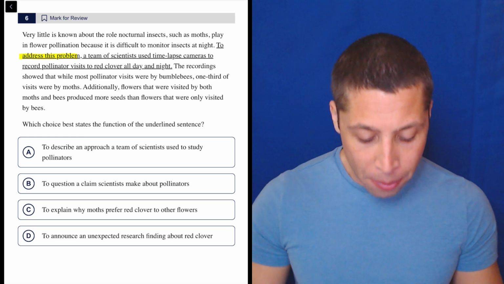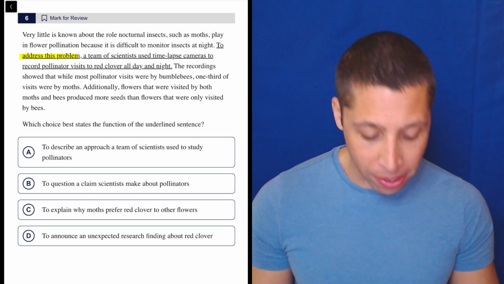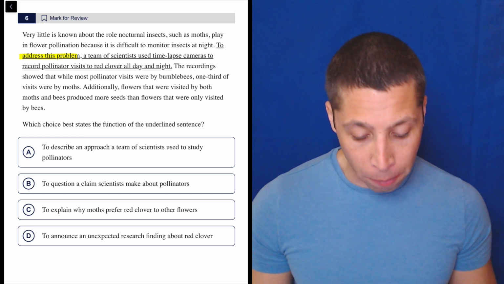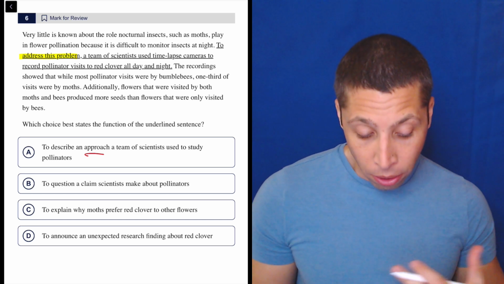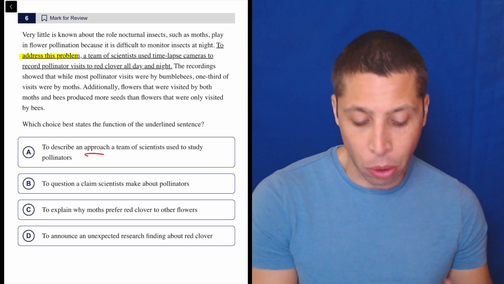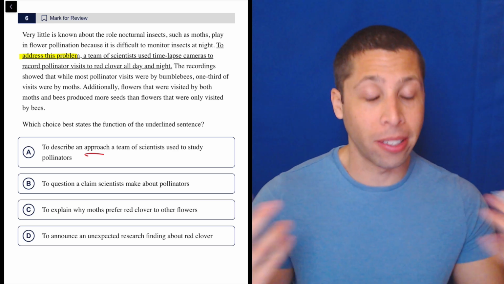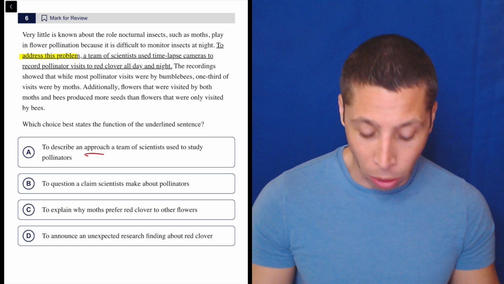So it's to describe an approach a team of scientists used to study pollinators. Well, it doesn't talk about a problem there, but if it's an approach, that just means something that they did. Well, they used time-lapse cameras to record pollinator visits. Yes, they are studying pollinators. There's some sort of approach. It's a very vague word in a good way.